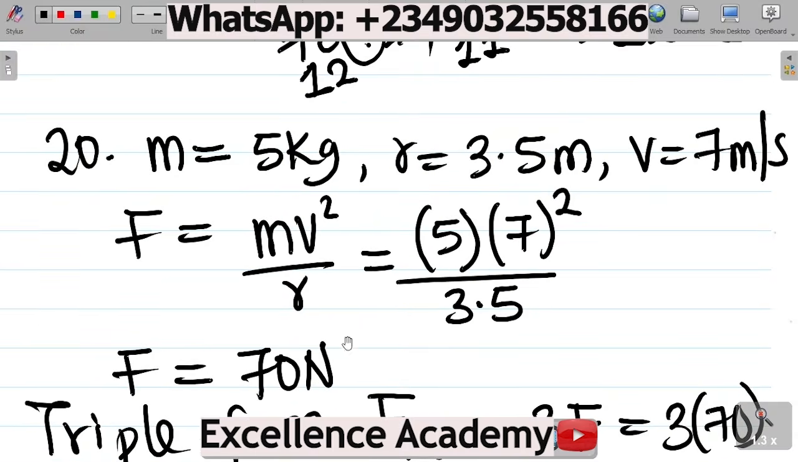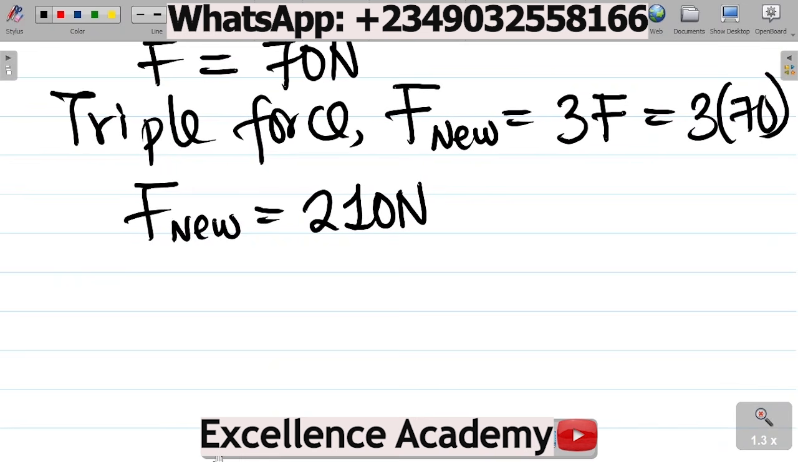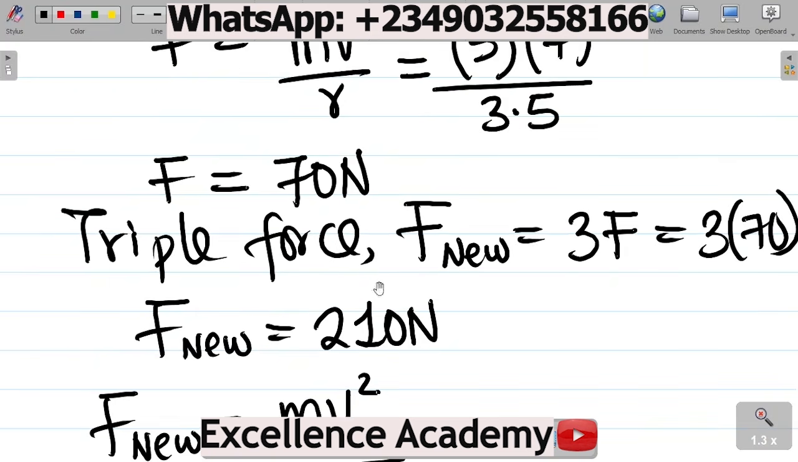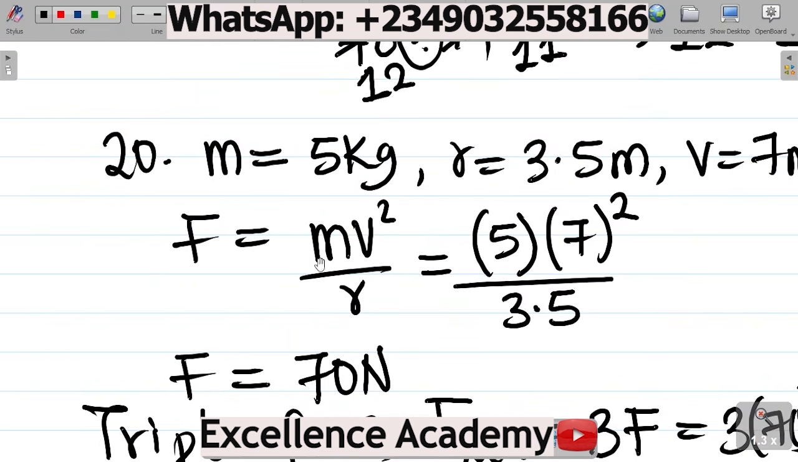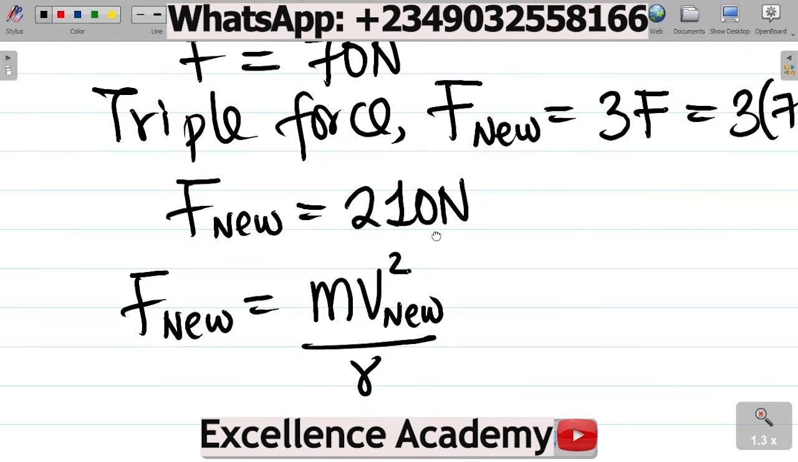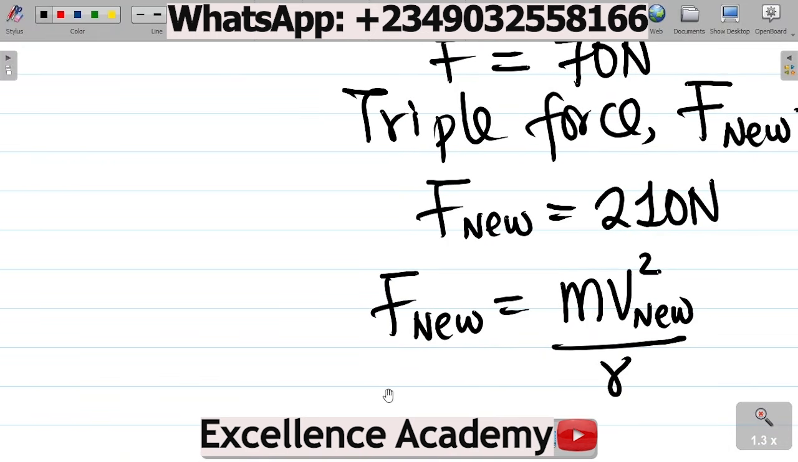They ask what will be the new velocity. Using the same formula, the new force F new will be equal to the mass, which is constant, times the new velocity all squared, over r. So it is the same formula as mv squared over r, just that mass is constant. The radius will not be increased, but the force will be increased, and the velocity will increase. So as velocity increases, the force also increases. Let's get the new velocity and put in values.